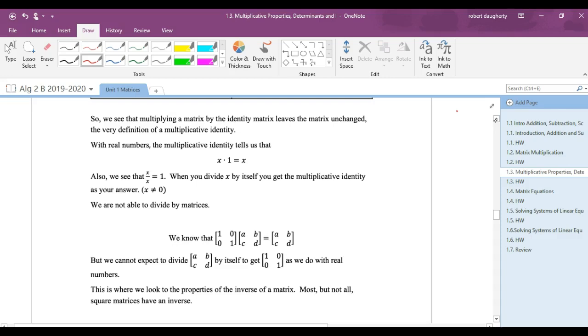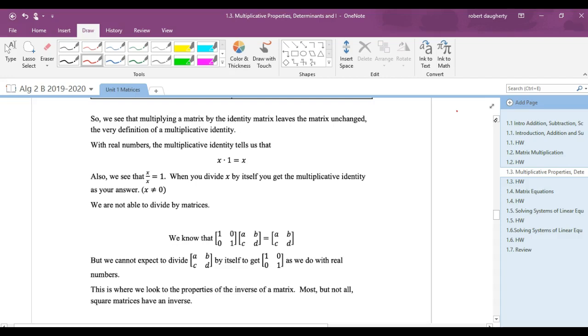Now, suppose I've got something like this. Here's my multiplicative identity matrix. I've got the identity matrix times A, B, C, D, and that's going to be A, B, C, D. But I cannot divide by a matrix. I can't say, let's divide both sides by A, B, C, D, like you did here. You can divide both sides by x, and you get 1 is equal to 1. You cannot divide by matrices. That operation is just not there.